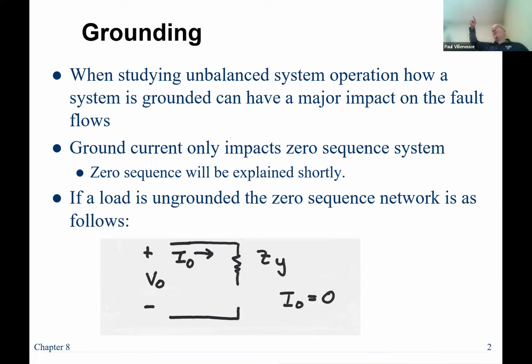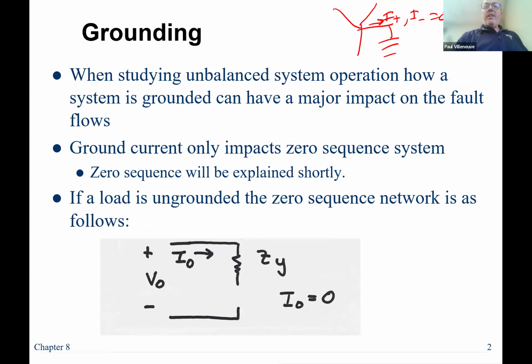Positive and negative sequence are perfectly balanced systems. So at the neutral, when I have the three currents going here, the sum of the currents for positive or negative are always going to be equal to 0.